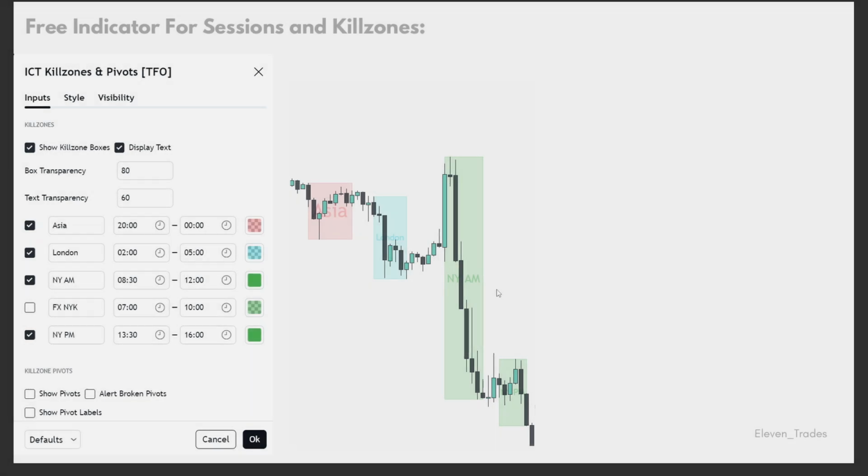Now let's talk about this free indicator from TFO. Shout out to him. These are my settings for this indicator: the Asian Killzone, the London Killzone, the Indices AM session, the Forex Killzone, and the Indices PM session Killzone. It will look like this on the chart. You could adjust the color as you want. These are my settings. You could copy them to your TradingView.